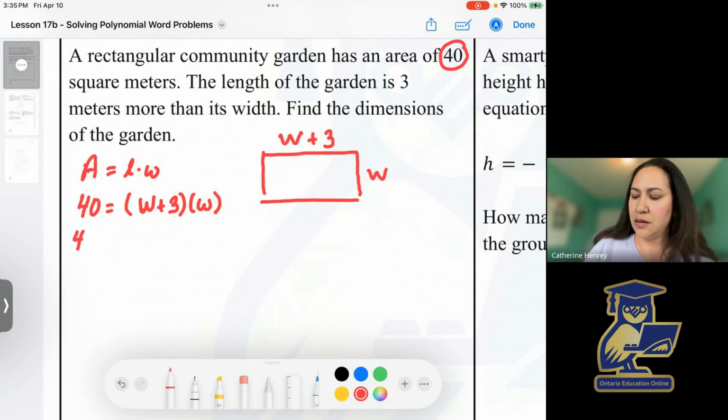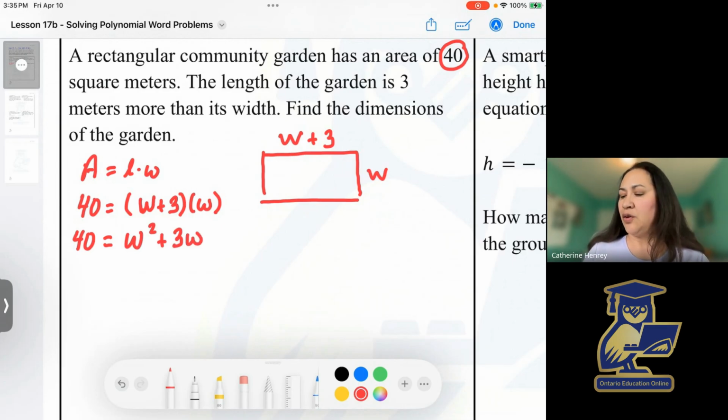So 40 equals, I have a binomial times a monomial. I'm basically going to use the distributive property, so I'll have W squared plus 3W. If you notice, we almost have a quadratic that we can set equal to 0 and solve. All we need to do is move that 40 over to the other side, and don't forget to change the sign. If we get rid of that 40 on the left, I'll be left with 0, and over on the right, I'll have W squared plus 3W minus 40.